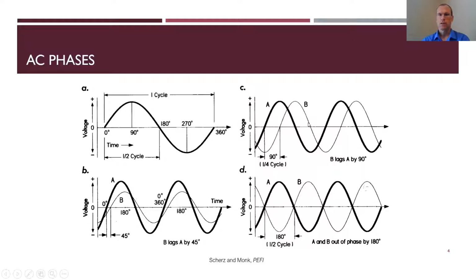So B, in this case, lags A by 90 degrees. So this 90 degree phase shift is a quarter of a cycle. B lags A because B happens after A. Think of this as the time axis. This happens first. So that's why B lags A, even though it looks like it's ahead of it spatially. Because this is my time axis, this actually happens first. So that's why anything in front actually lags. So B lags A in both cases.